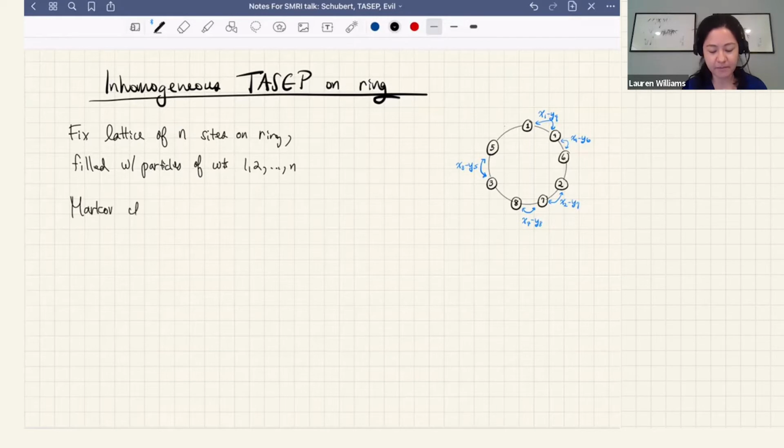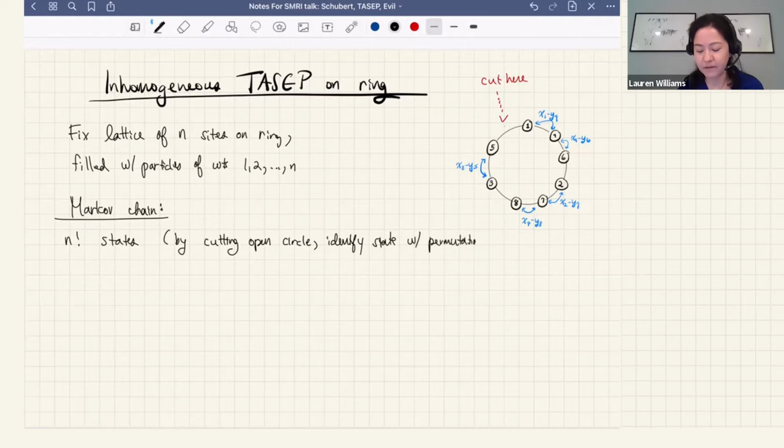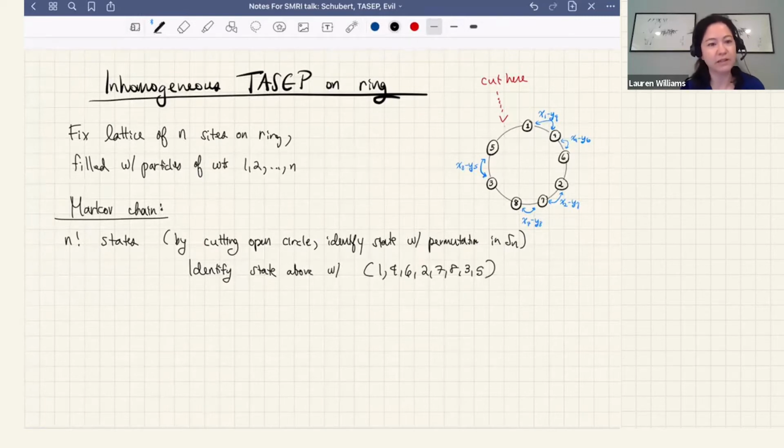I'll define it as a discrete time Markov chain. There are n factorial states, which I identify with the permutations on n letters, by choosing some fixed but arbitrary place to cut open my circle. So I'm cutting open the circle, and then I identify the state with a permutation in the symmetric group on n letters. In this example here, I would identify my state with the permutation 1, 4, 6, 2, 7, 8, 3, 5. I'm just reading clockwise.